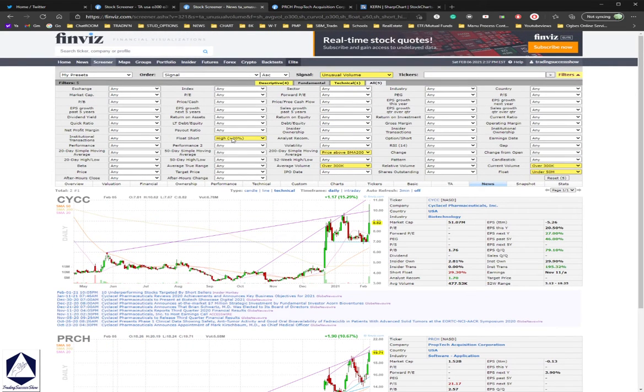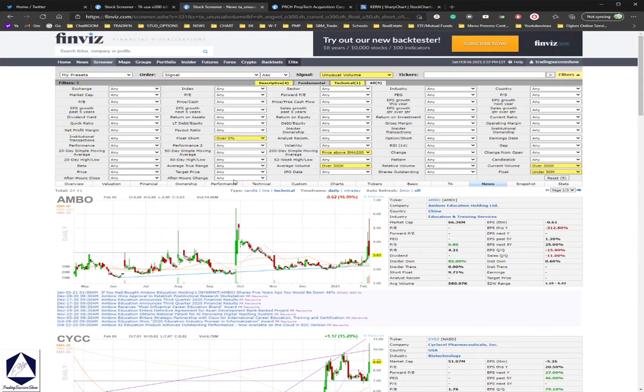So if we go back, let's say we go over 5%. We narrow it down to stocks that are maybe 5%, 10%, 15%, just like that, so we have more to pick from. Now we have 24 stocks. Say you want to add more criteria and say they must be above the 50. So we have 23 stocks.